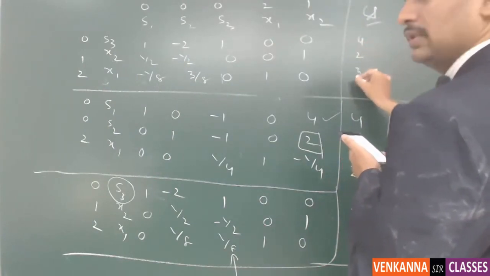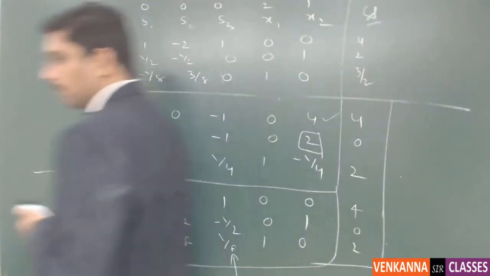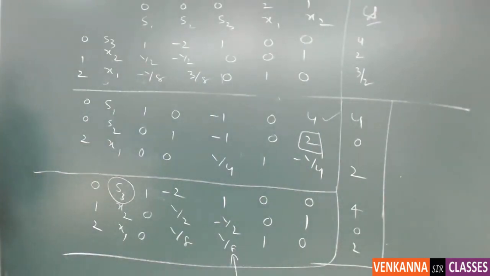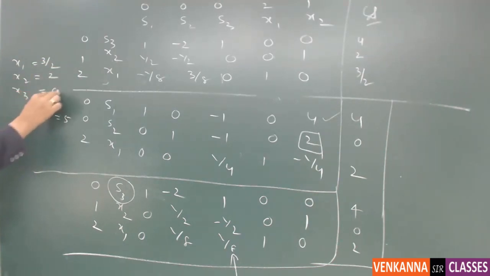4, 2, 3 by 2. The solution values will come like that. You can cross check that solution part. So maximum z is equal to 5. Since you got the values for x2 and x1, x1 is equal to 3 by 2, x2 is equal to 2, x3 is equal to 0. And maximum z is equal to 5 after substituting in the objective function value, which is given there.